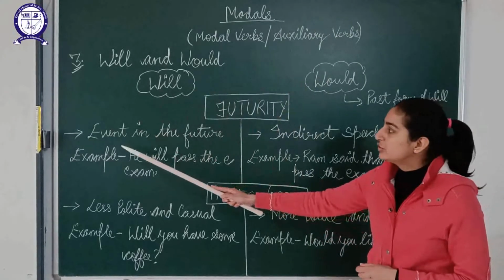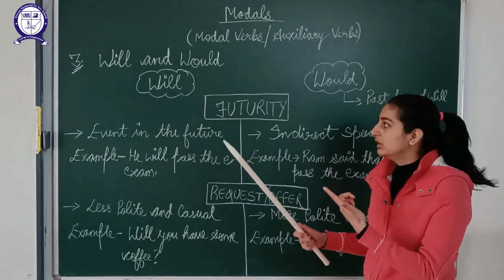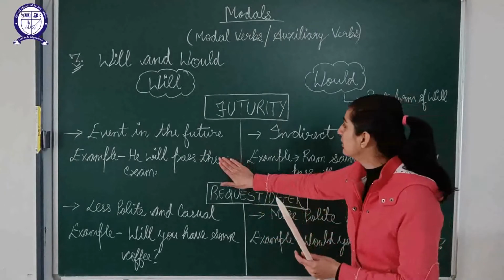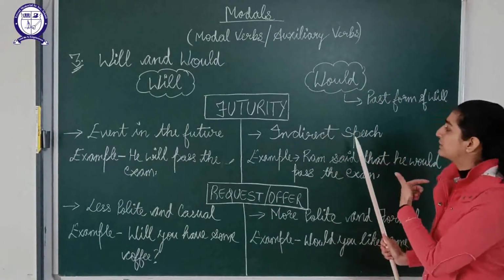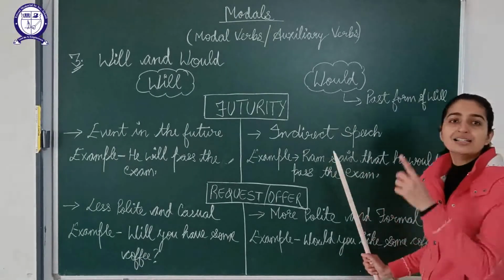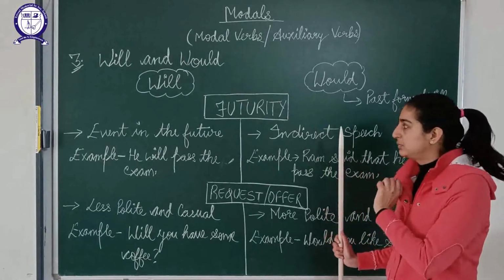First, will. It shows the event in the future, means the event that is going to happen in the future. For example, he will pass the exam. Here, would is used to show indirect speech. For example, Ram said that he would pass the exam. It is used in the indirect speech.